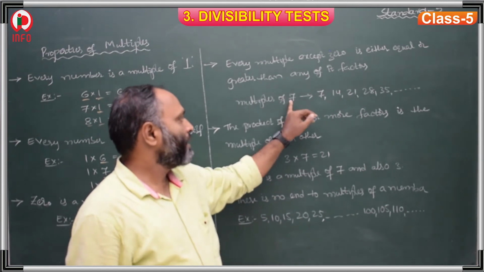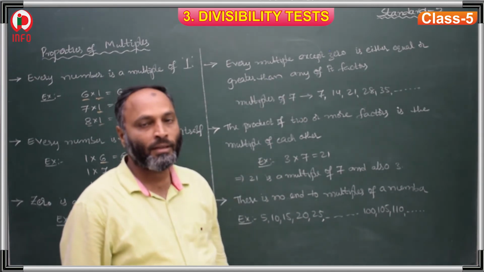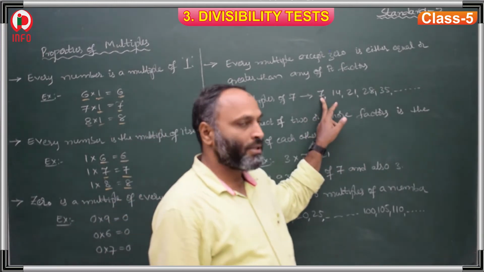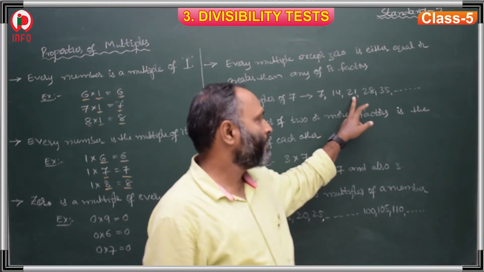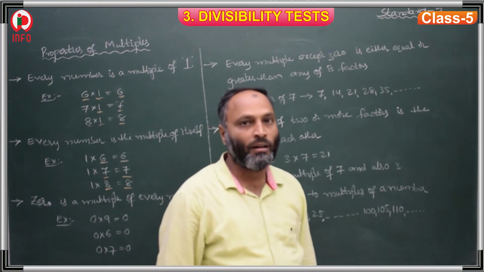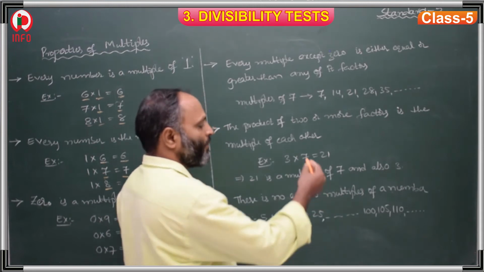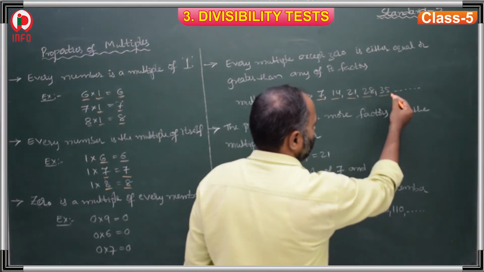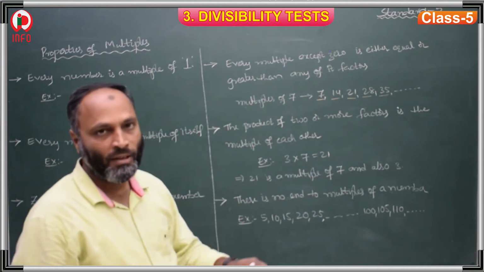Suppose here 7 is a number. So what are the multiples of 7? 7 ones are 7, 7 twos are 14, 7 threes are 21, 7 fours are 28, 7 fives are 35. These all are multiples of 7. The multiples of 7 are 7, 14, 21, 28, 35, like this our table will come.